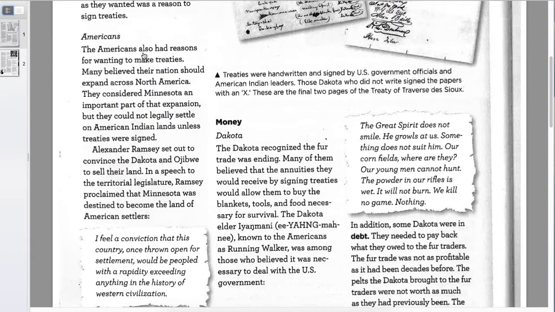Americans. The Americans also had reasons for wanting to make treaties. Many believed their nation should expand across North America. They considered Minnesota an important part of that expansion, but they could not legally settle on American Indian lands unless treaties were signed. Alexander Ramsey set out to convince the Dakota and Ojibwe to sell their land. In a speech to the territorial legislature, Ramsey proclaimed that Minnesota was destined to become the land of American settlers.